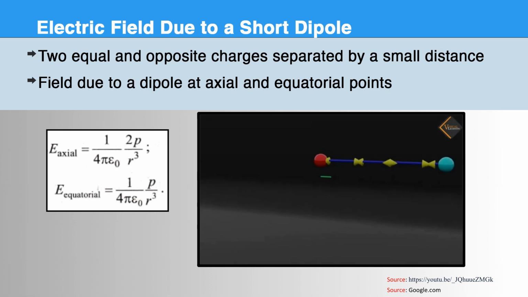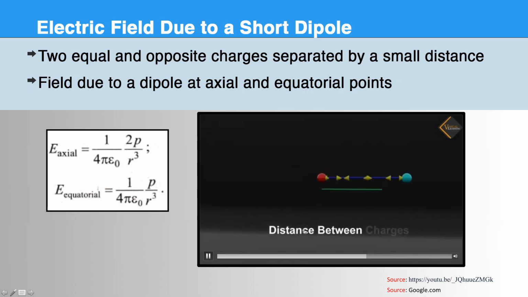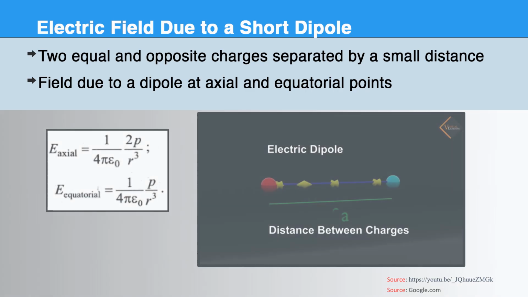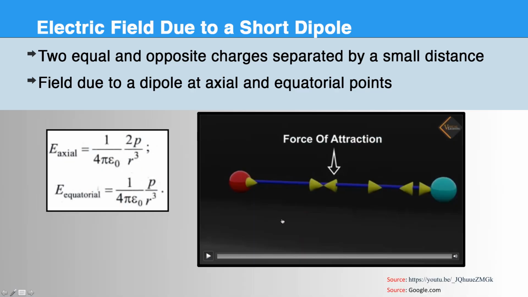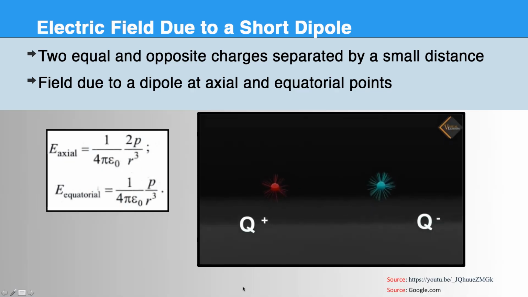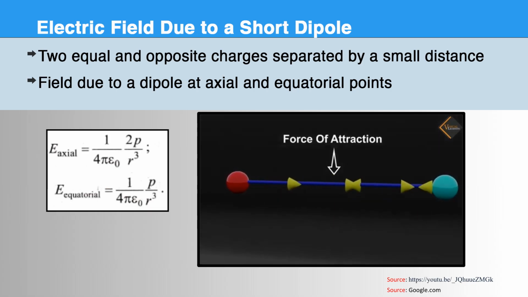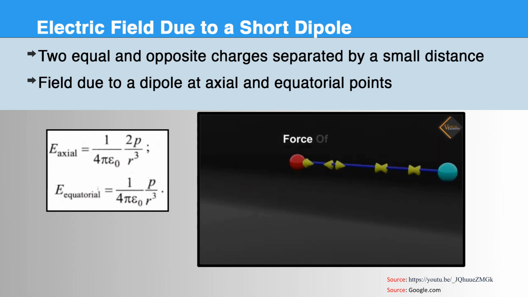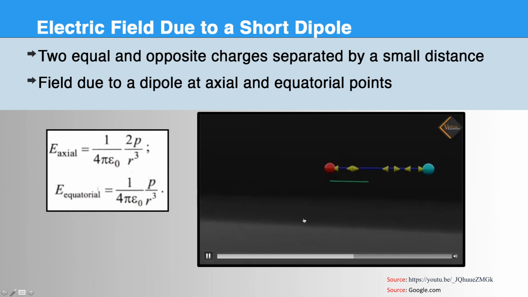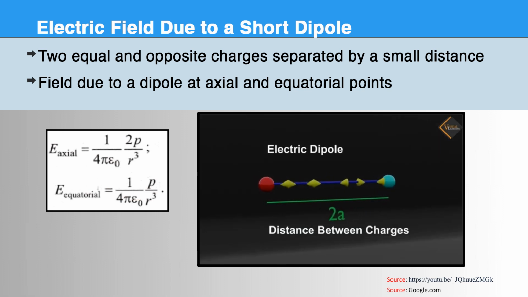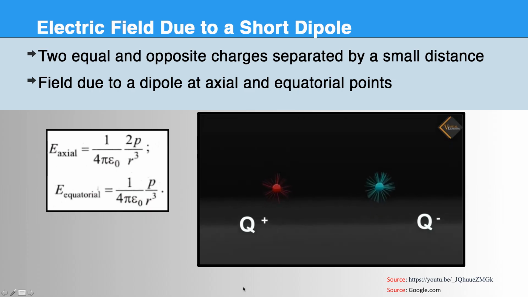The electric field due to a dipole varies depending on the location where we are measuring it. We will consider two important cases. First, along the axis of the dipole, and second, along the perpendicular bisector. We will consider the first case. This is the electric field along the axis of the dipole.